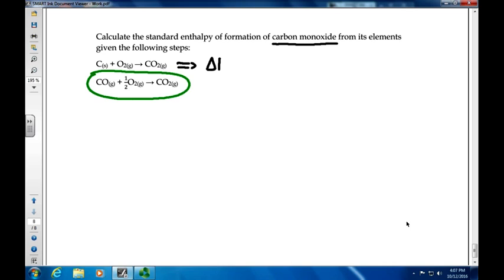delta H of the reaction is equal to negative 393.5 kilojoules per mole.